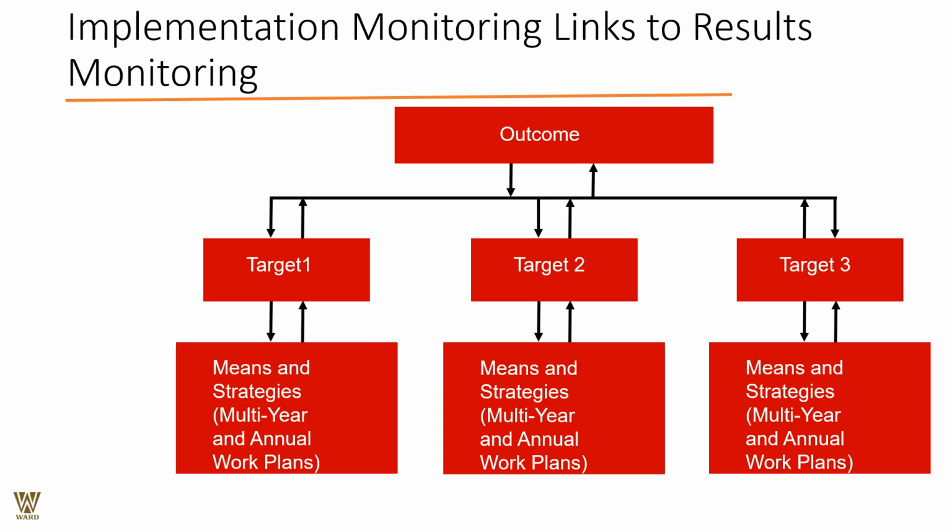So, a pictorial representation of the outcome that we're talking about. Everybody is trying to achieve the outcome. Now we might have target 1, target 2, and target 3, and each of the targets would have its own means to an end. It might be a multi-year annual work plan, or any small activity that keeps on happening around there. Remember, completion of all the targets doesn't mean that you have achieved the outcomes.